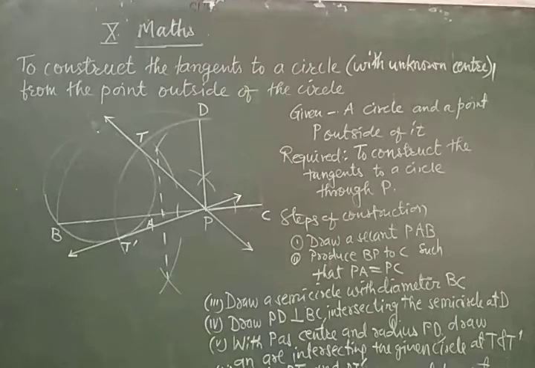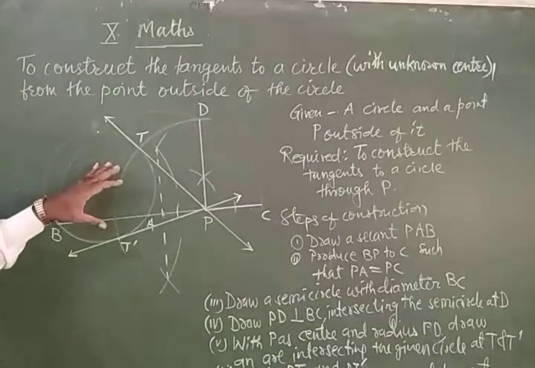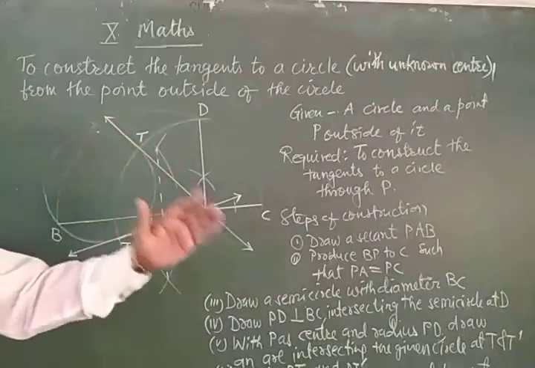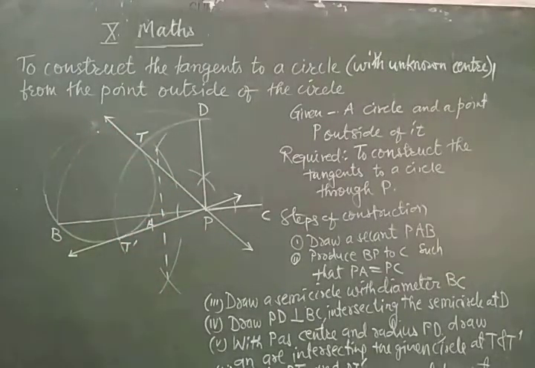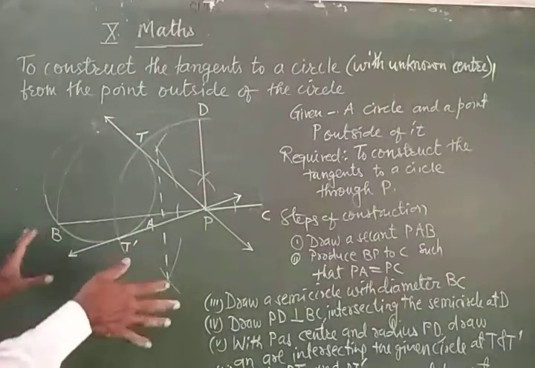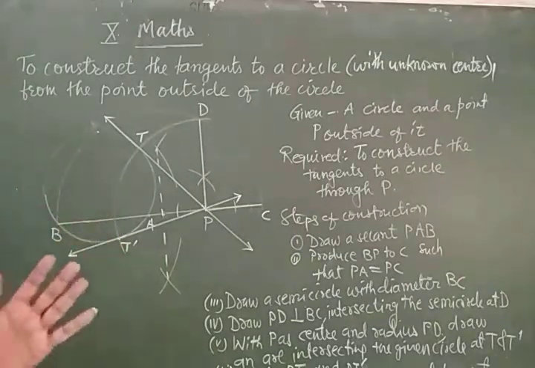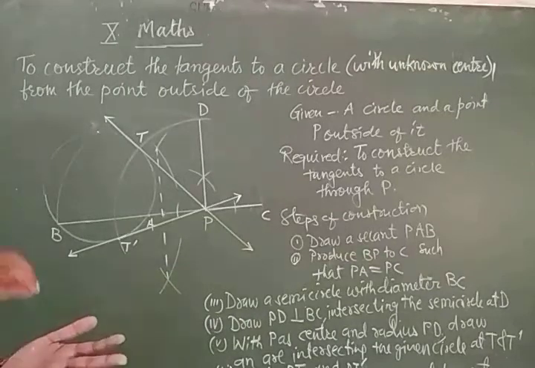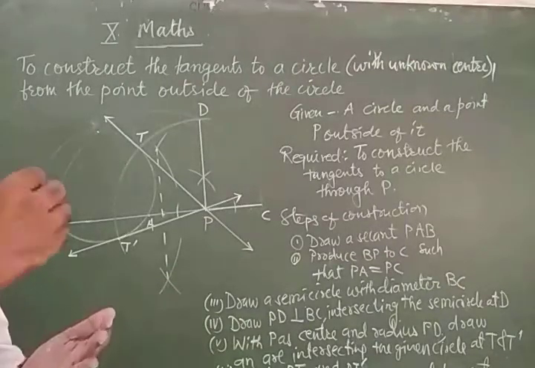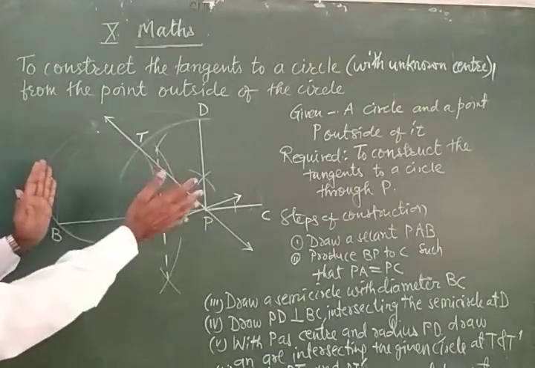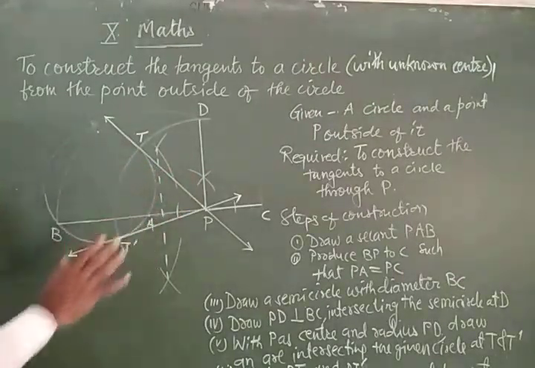So like this we have to do, and this is not in our book, but last year in the first pre-board this question was asked. So that's why you should know how to draw the tangents when the center of the circle is known and when the center of the circle is not known. Here the center of the circle is unknown.